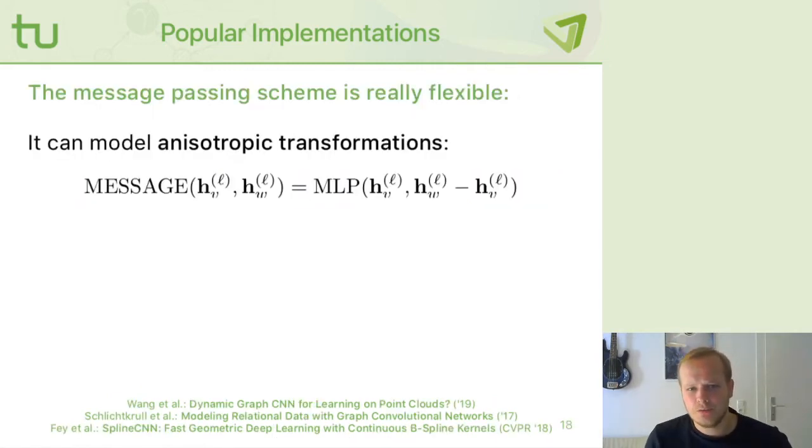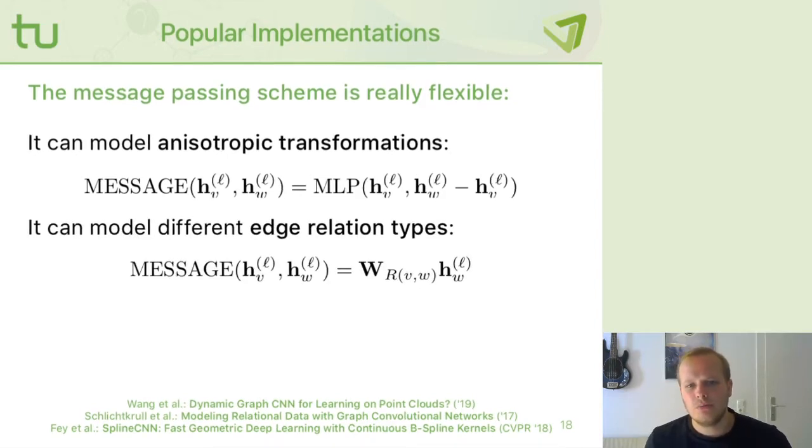However, the previous implementation has some weaknesses which the following implementations are trying to address. First, the previous formulation models an isotropic transformation, and that means that all the nodes were transformed equally based on the same single weight matrix. And to model an anisotropic transformation, we can, for example, use a transformation based on an MLP, which takes in the central node representations and the difference between the central and neighboring node representation.